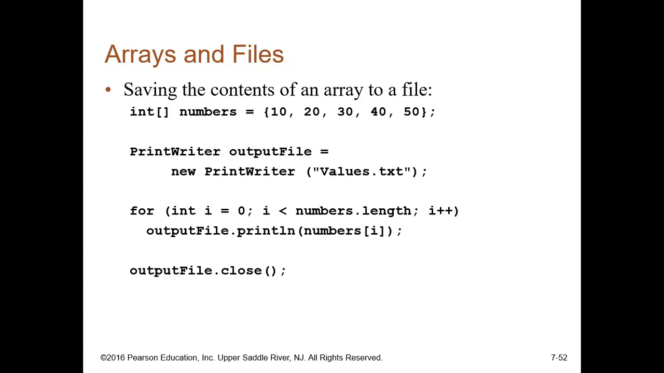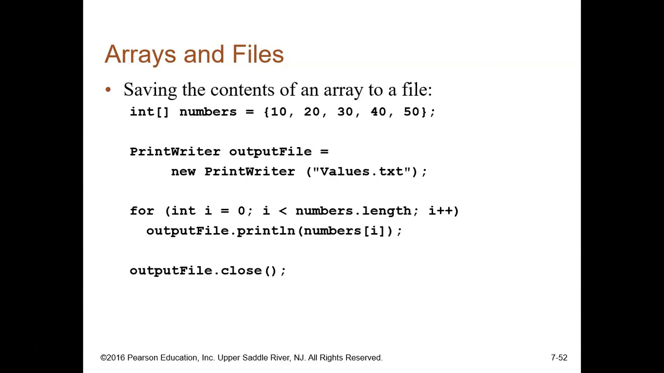We have ourselves an integer array called numbers, and we have the values 10, 20, 30, 40, and 50 in it. If we would like to save these values to a file, we simply do it just like we did before. We call upon the PrintWriter class. We create ourselves a variable name. Here they call it outputFile. Equals new, because anytime that we're going to be creating a new object, we have to use the new keyword. So new PrintWriter, and then we're going to create a file called values.txt.